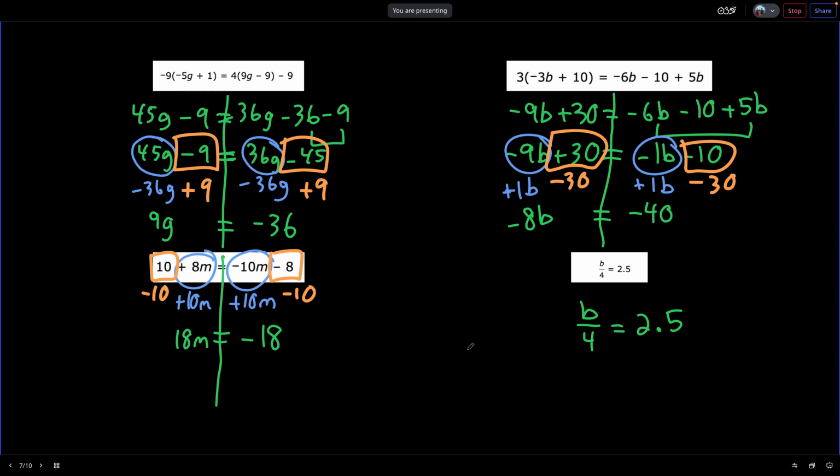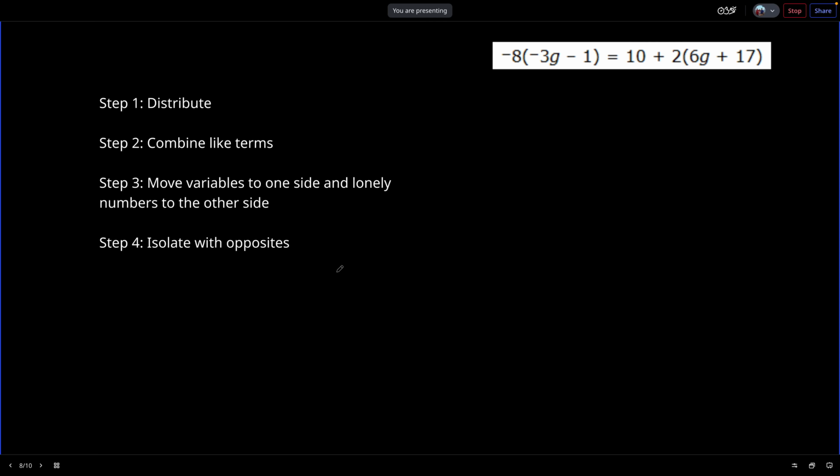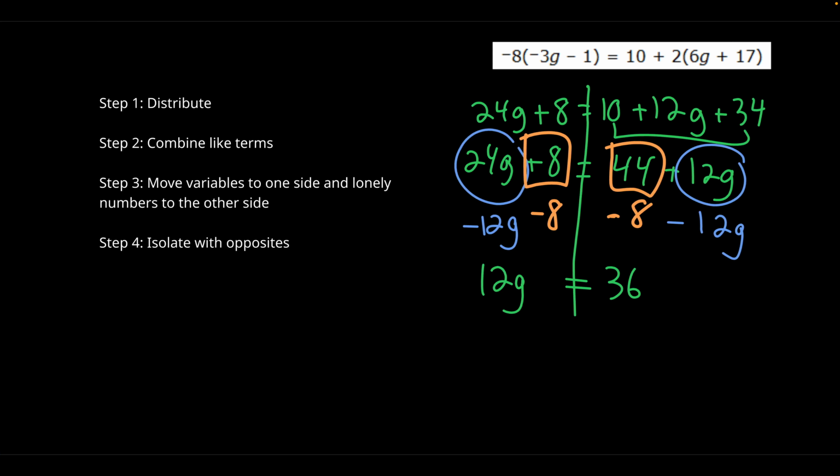All right, so now this is the problem that we already started. So let's bring our work from before. Here's the work we did before. You'll notice that there is a new step 4 here. We've done step 1, step 2, step 3. We're on step 4. Step 4 says isolate with opposites.